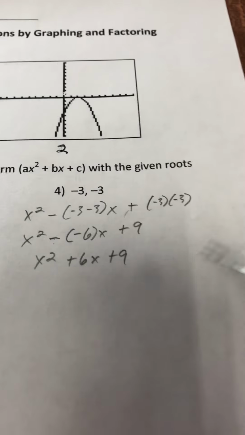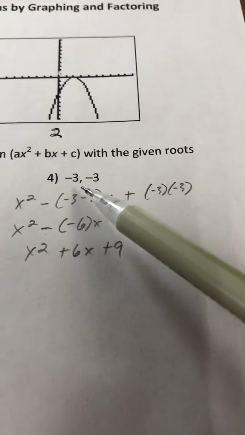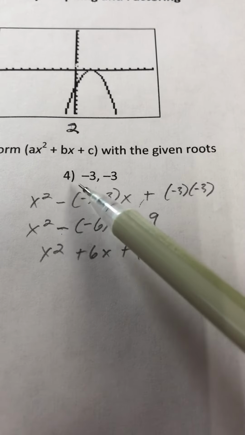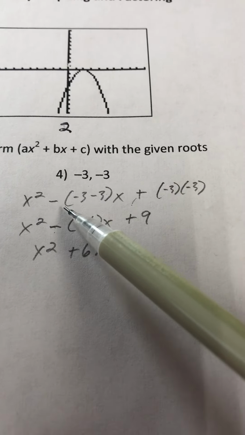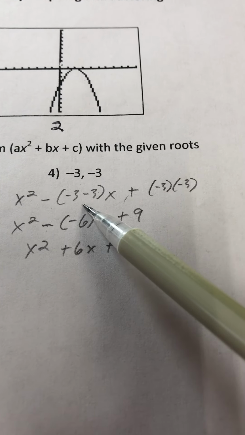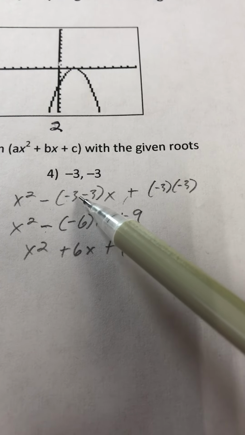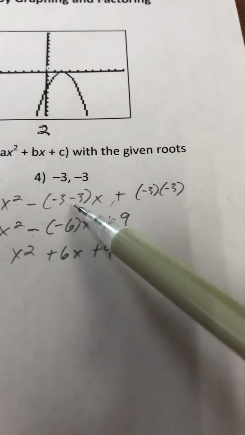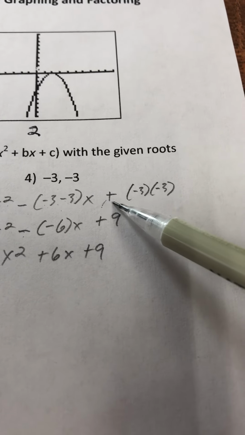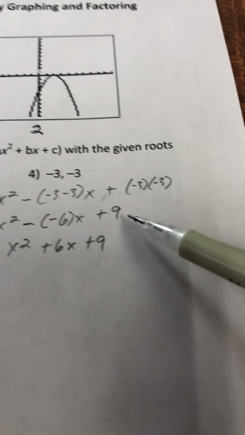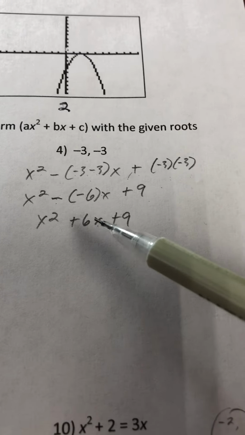Okay, so taking a look at this one, try through on your own. After I show you this one, you can go back to it and pause this, whatever. So I'm going to have x squared minus the sum of the roots. So -3 plus -3 is just -3 minus 3, which is -6. Okay, and then plus the product of the roots, -3 times -3. Ends up being this right here.